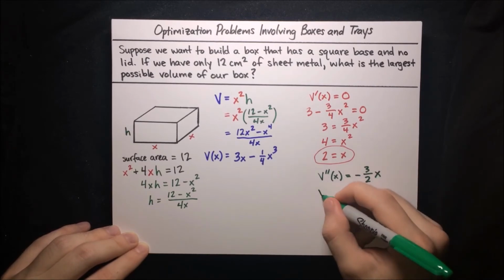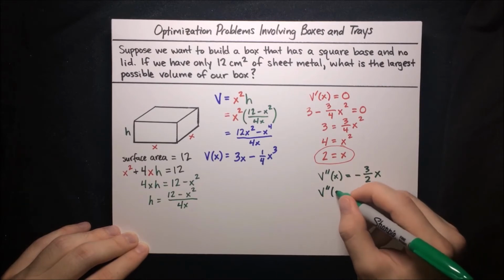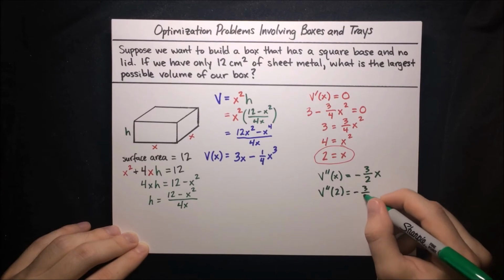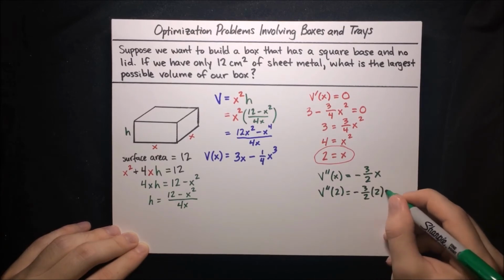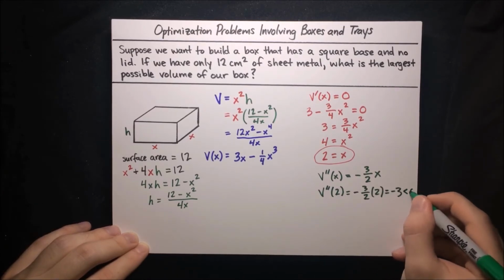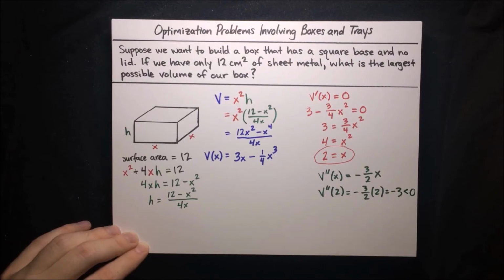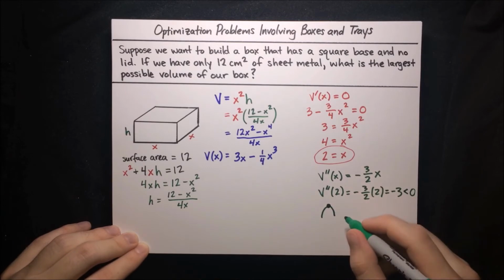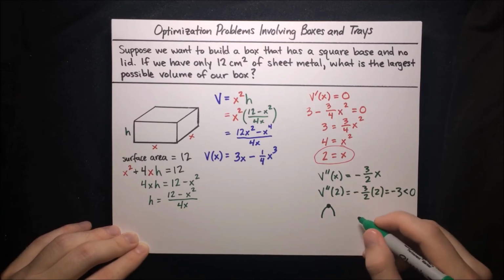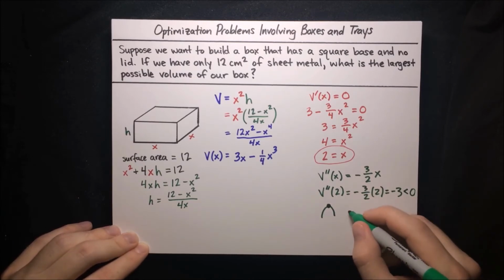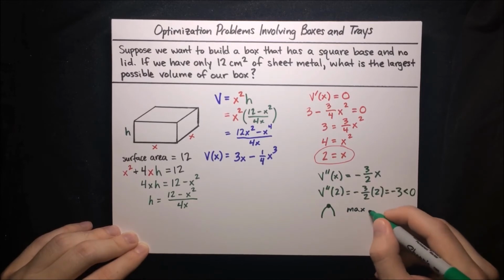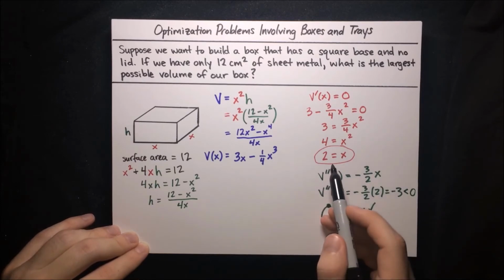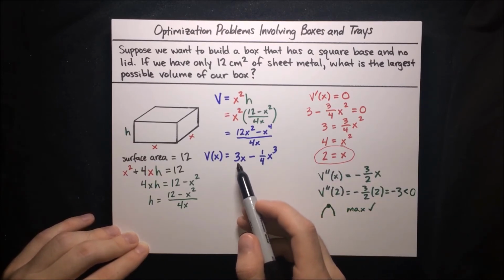So that means at our critical point of 2, the second derivative, evaluated at 2, is negative 3/2 times 2, which is negative 3, which is less than 0. So that means the function is concave down, and our critical point is at the top of a parabola-looking part of the function, which means yes, x equals 2 is indeed a maximum. Okay, so now all that remains to do is to sub in that x equals 2 into our volume function, and that'll give us our final answer.